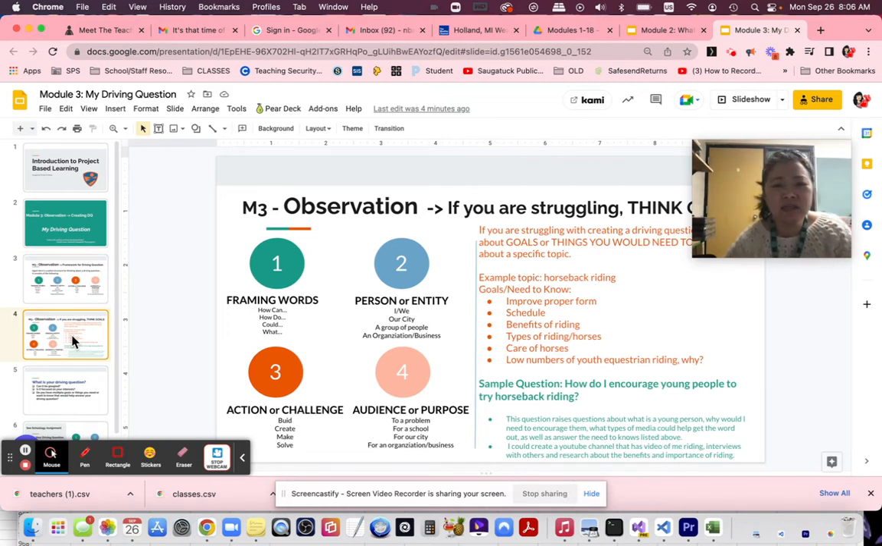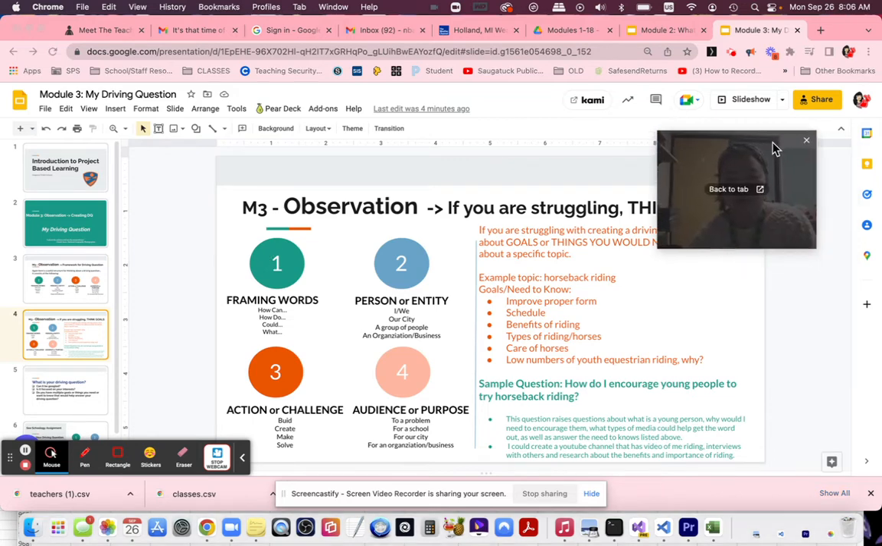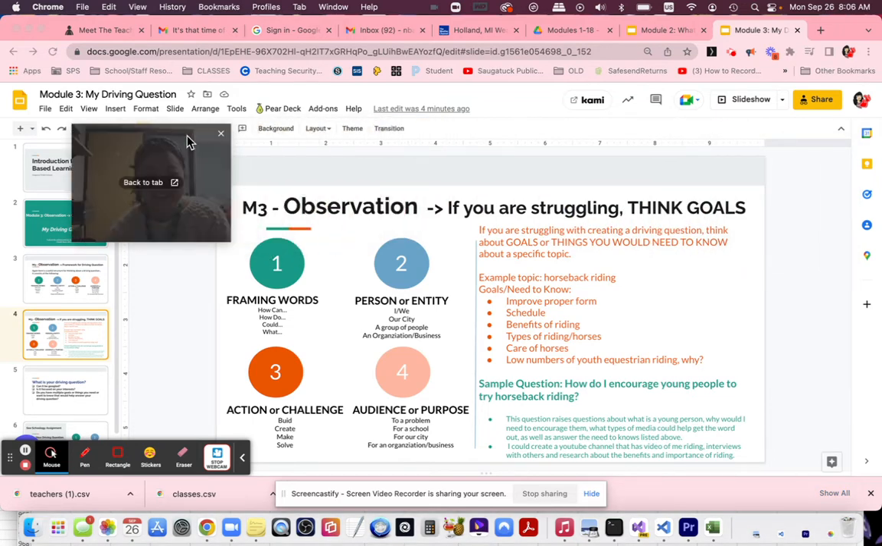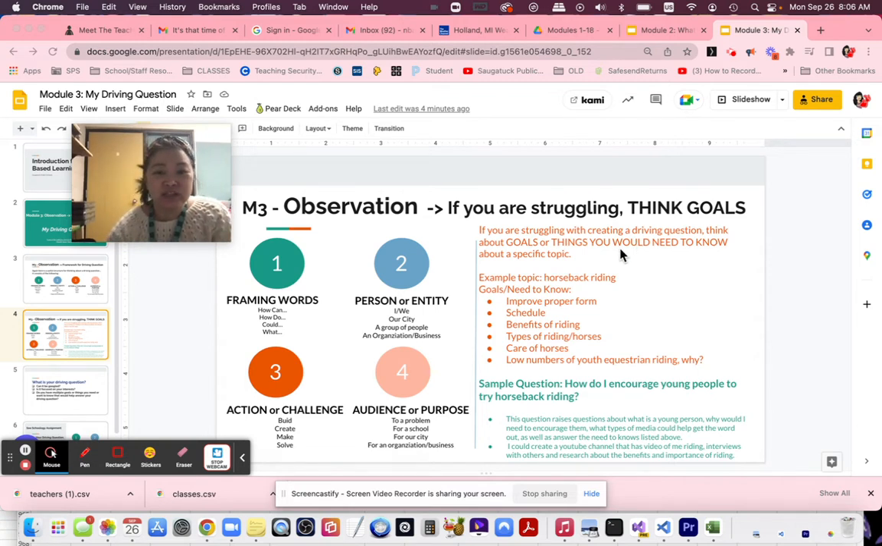So, some things that you should think about if you're struggling with creating your driving question. I'm going to move myself over here. Think about goals or things that you would like to know about a specific topic. So, think about Module 2. What were some of your interests pertaining to your topic? Think about some of the things that you listed. Could you incorporate those into your driving question?